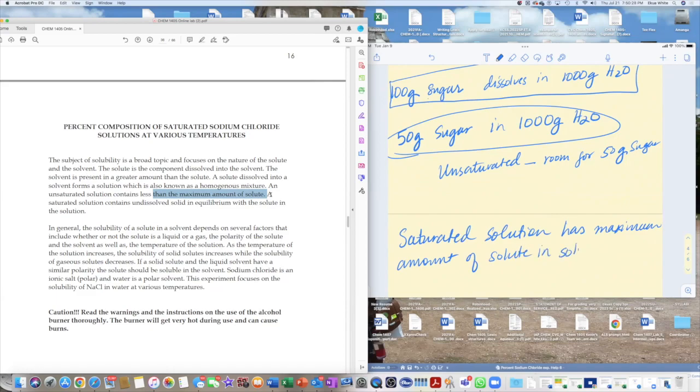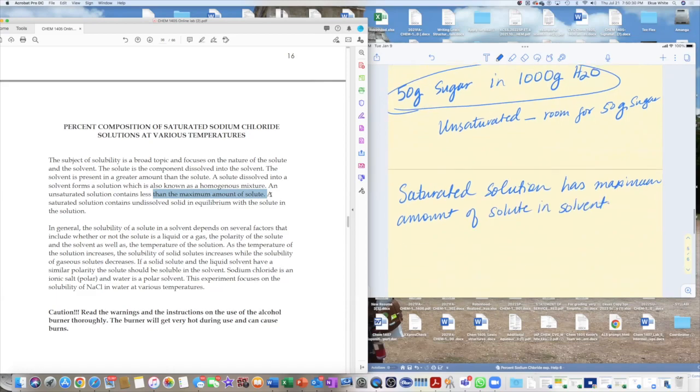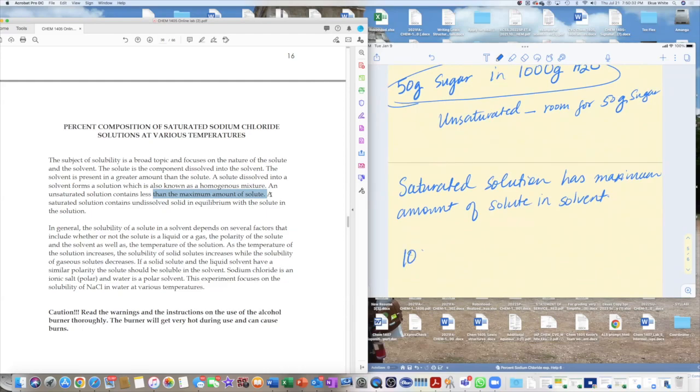in solvent, okay? So imagine you got 100 grams of sugar and 1,000 grams of water. That is considered saturated. You have reached that maximum amount that's possible, right? You have got to that number, and that magic number is 100. 100 grams of sugar and 1,000 grams of water.